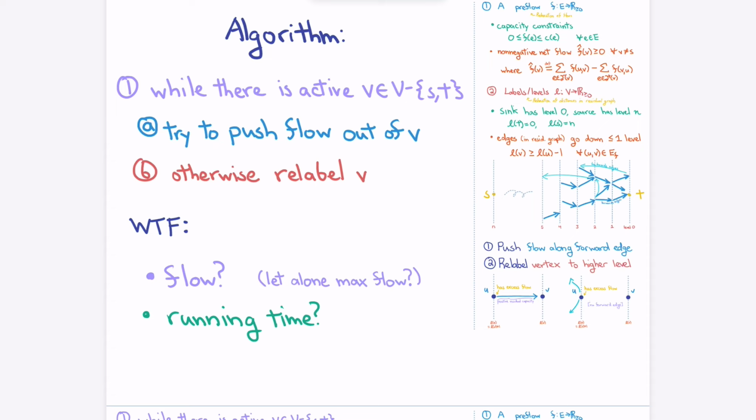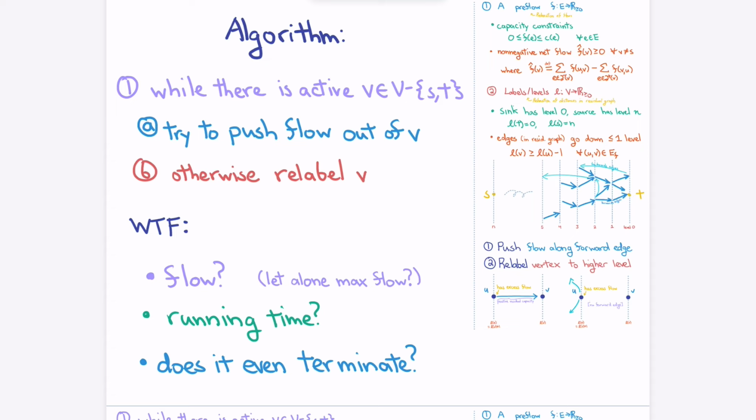So second, is there a bound on the running time? Could you just make these little baby steps forever? You can see it trying to push flow to the sink, but you push some flow, you go up a level, you push some flow, you go up a level. It's not clear you make progress, right? And there was a third question: does it even terminate? So these are the questions to address.